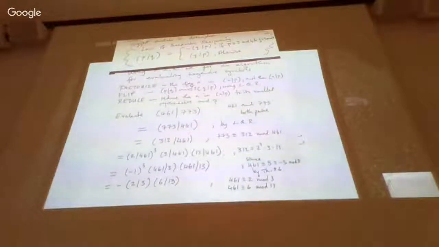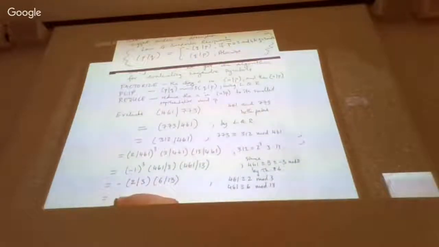Is 2 a quadratic residue modulo 3? Modulo 3, there are only 2 things, 1 and 2. Half of them must be quadratic residues, that is the 1. So 1 is a quadratic residue mod 3, 2 is not. So this is minus 1. 6 factorizes as 2 times 3, so we get (2/13)(3/13). Minus minus, that's a plus.